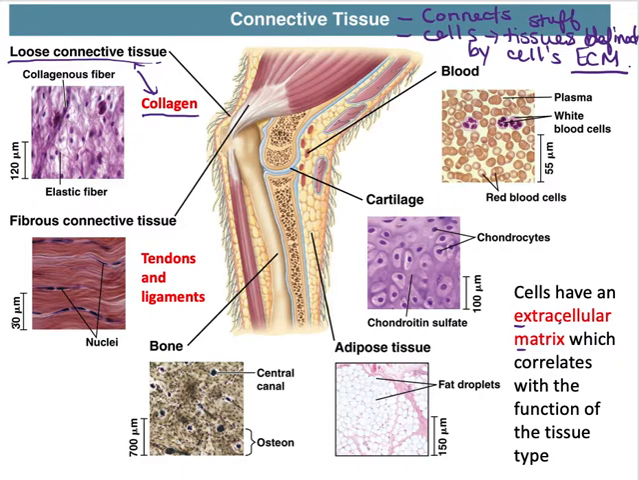In our fibrous connective tissues, we have tendons and ligaments. These also have an extracellular matrix that consists of collagen fibers, but they're more dense, and the tendons connect muscle to bone, whereas the ligaments connect bone to bone at the joints. Okay.